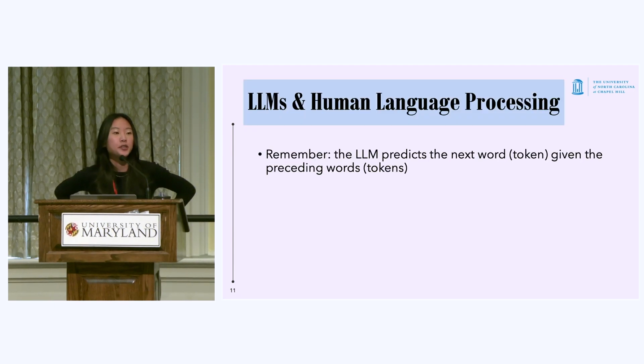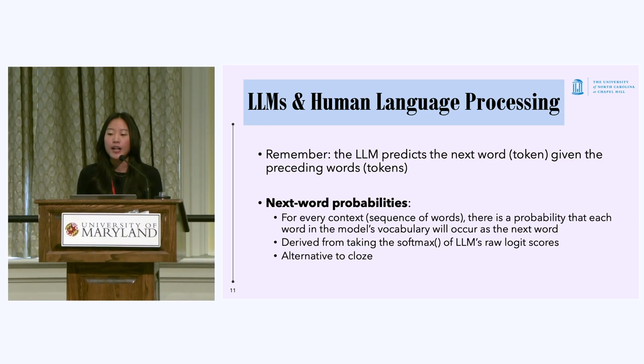So relating this back to human language processing, we want to remember that the large language model is predicting the next word given the preceding words, and we're just referring to tokens as words from this point forward for simplicity. So this allows us to calculate these next word probabilities for any context. There will be a probability that each word in the model's vocabulary will occur as the next word. So we can calculate this probability distribution and individual word probabilities, which are derived from taking the softmax of the large language model's raw logit scores. And this can ultimately, as I've said before, be an artificial alternative to cloze.